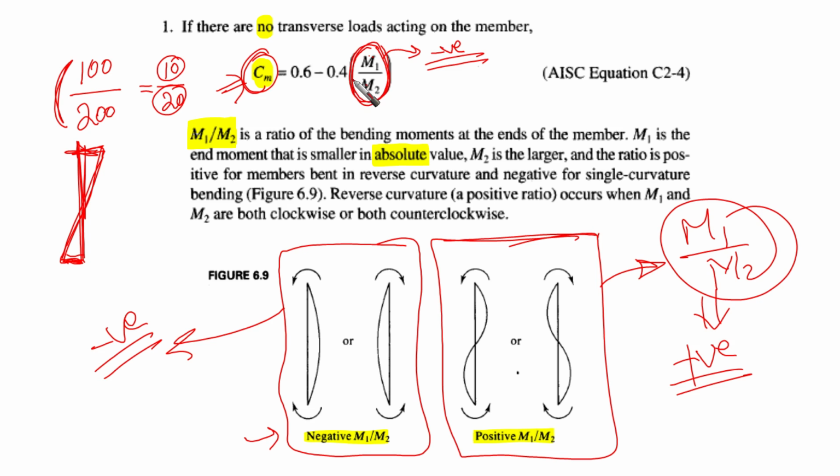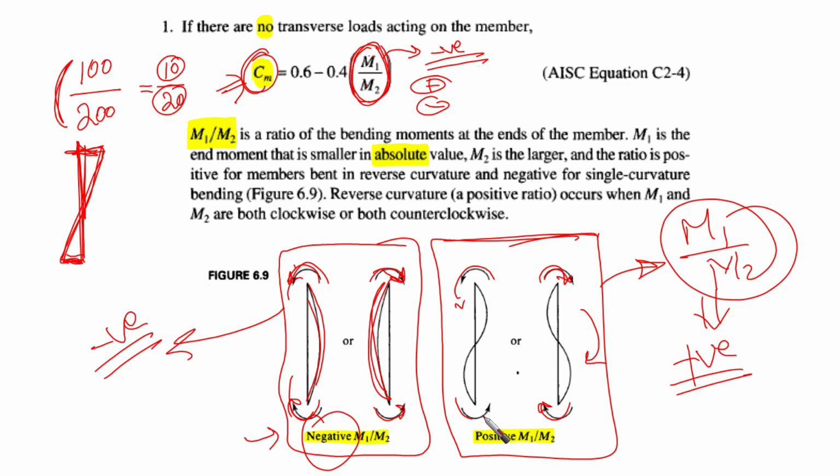The other issue is whether the ratio is positive or negative. If the element has single curvature like this, the moments have opposite sense, as you can see here, and then the ratio is negative. Remember that opposite senses are negative. If they have the same sense, here it is clockwise, for example, and here counterclockwise, then it is going to be positive.